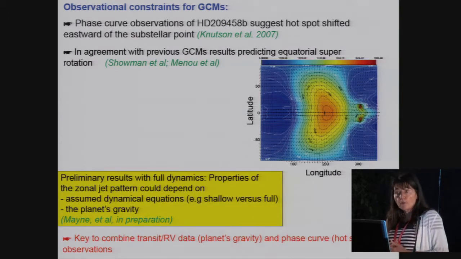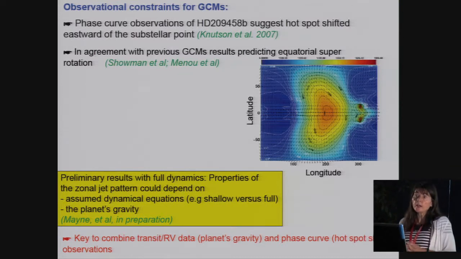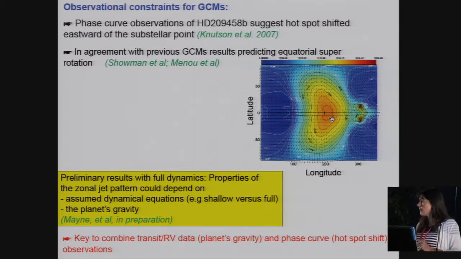But from our preliminary results, we find that the properties of this jet are very sensitive to the type of assumptions you make, whether, for example, you assume hydrostatic equilibrium or not, whether you assume shallow water or not. We also find that the jet properties are very sensitive to the gravity of the planet. We even find that for low gravity, the jet may reverse. Therefore, in some cases, we may predict a hotspot which would actually be westward. We are still trying to understand what's going on. This is absolutely preliminary and it may be wrong. As you know, simulations are simulations.